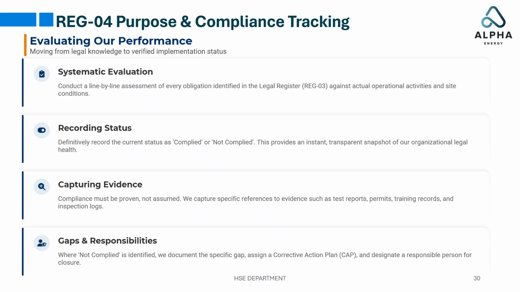If any requirement is identified as not complied, the system records the gap and assigns responsibilities, including defining a corrective action plan, CAP, and designating a responsible person to implement and close the action. This ensures that compliance issues are tracked, addressed, and resolved in a structured and accountable manner.